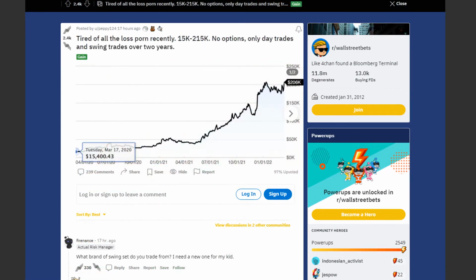Next up, we have a trader by the name of Pappy124. He was tired of all the losses recently, so he posted his insane gains. He turned 15k to 215k in the past 2 years. He did that without options, and he was only day trading and swing trading.